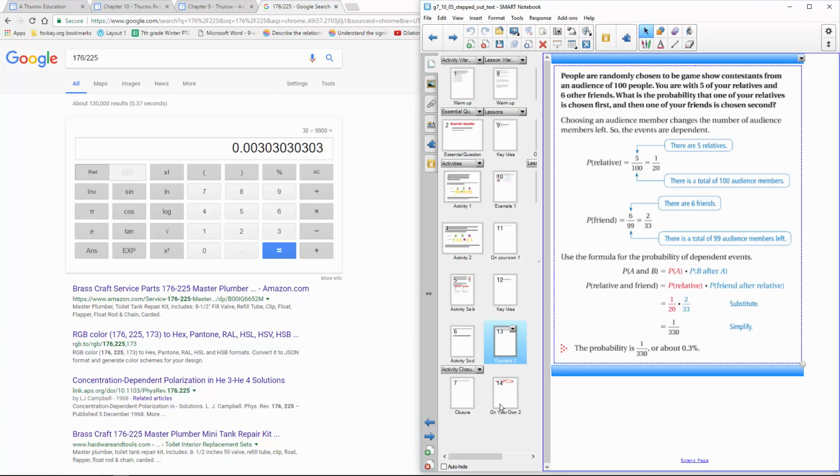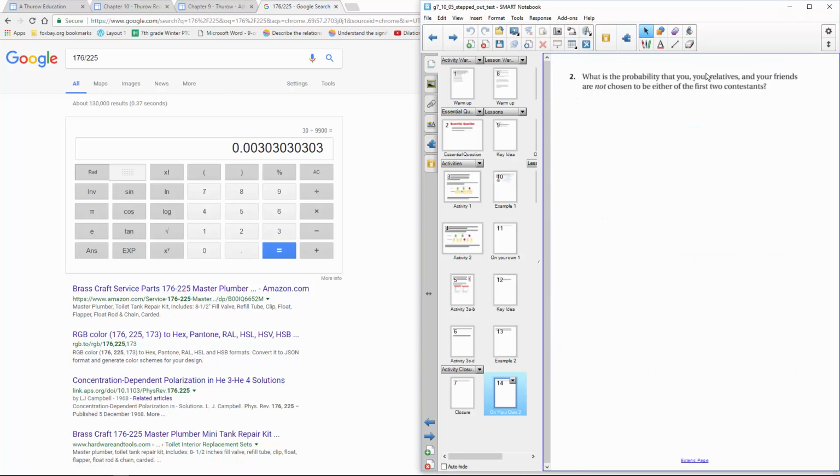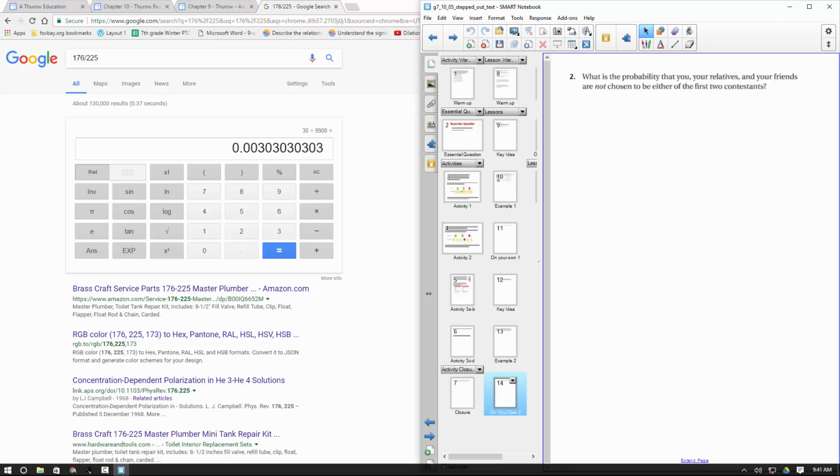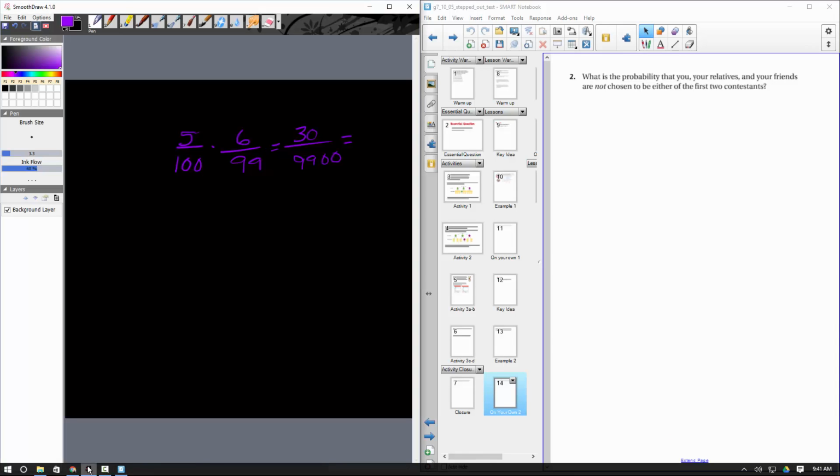All right, so the next one says, what is the probability that you, your relatives, and your friends are not chosen in either of the first two contestants? Okay, so check this out. This one's a little bit different. I mean, it's the same principle, but now what I'm going to do, and I want to get this calculator back in a second, but let's first do this.